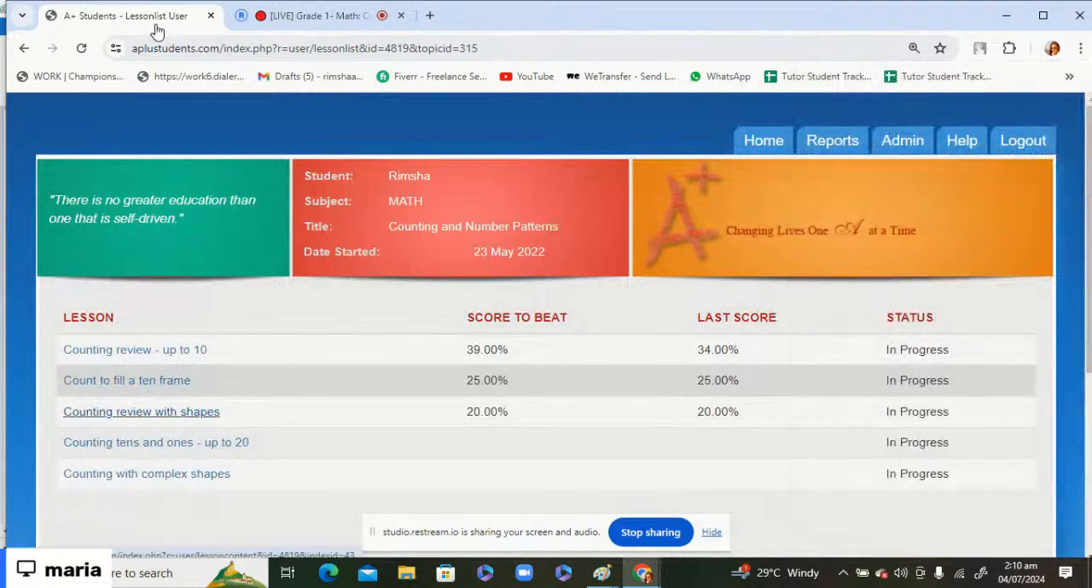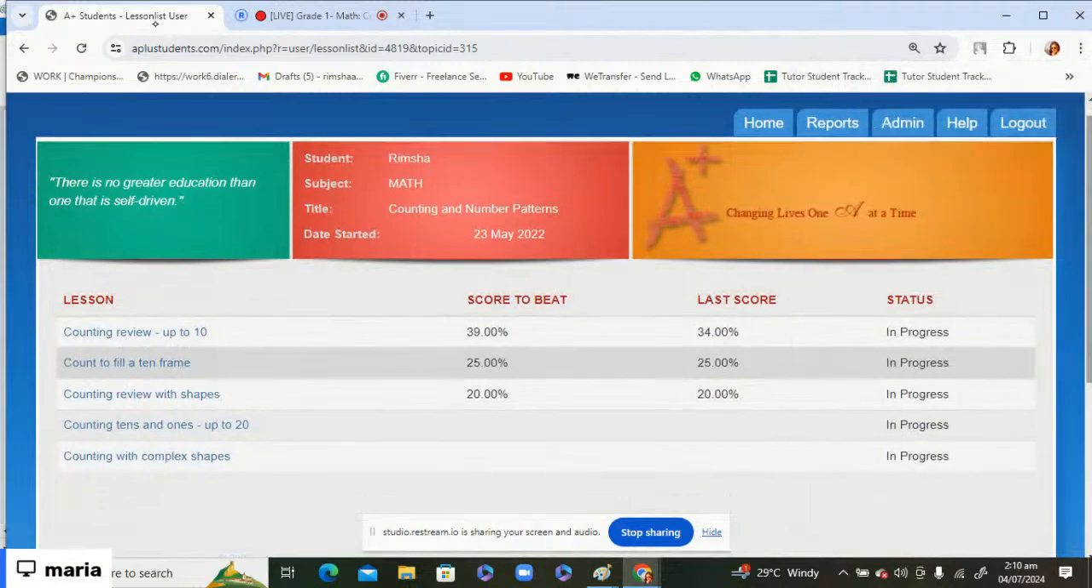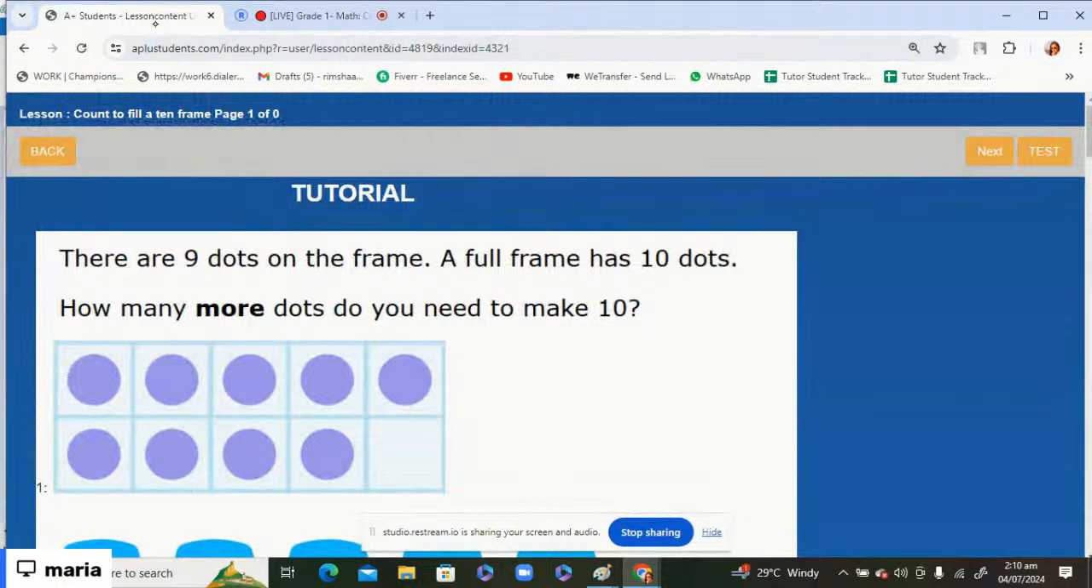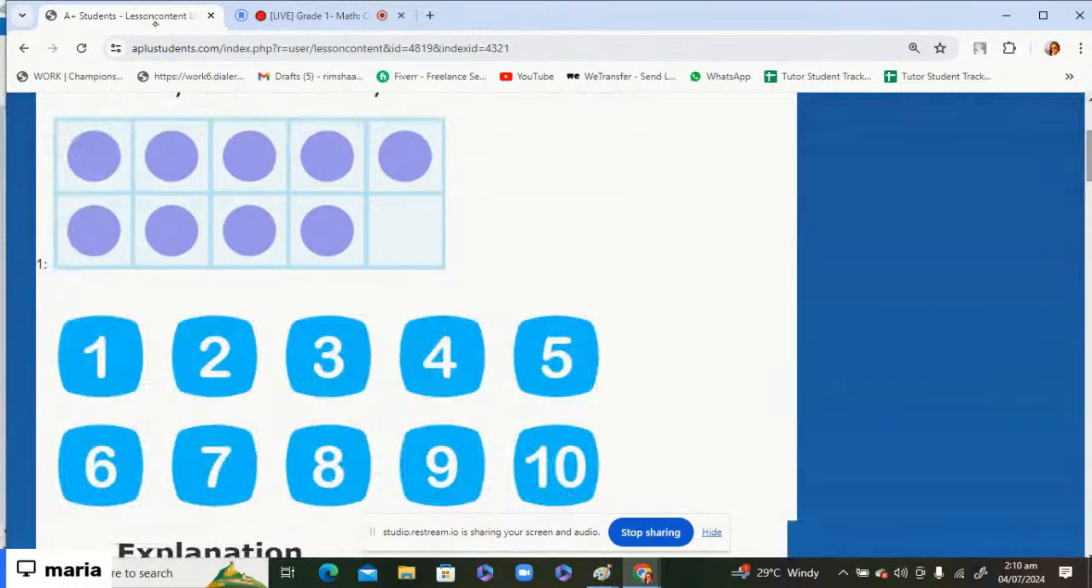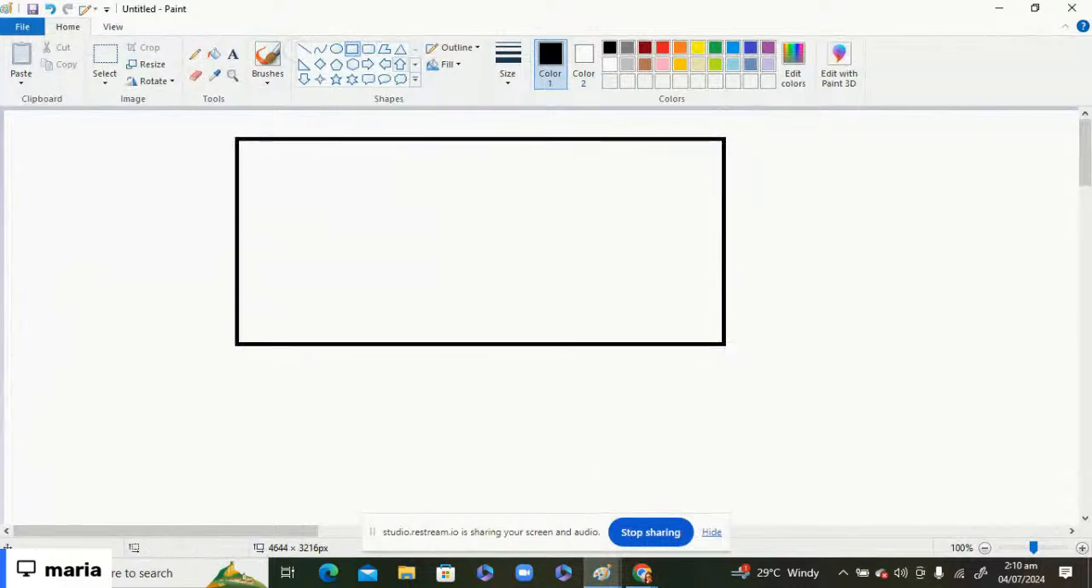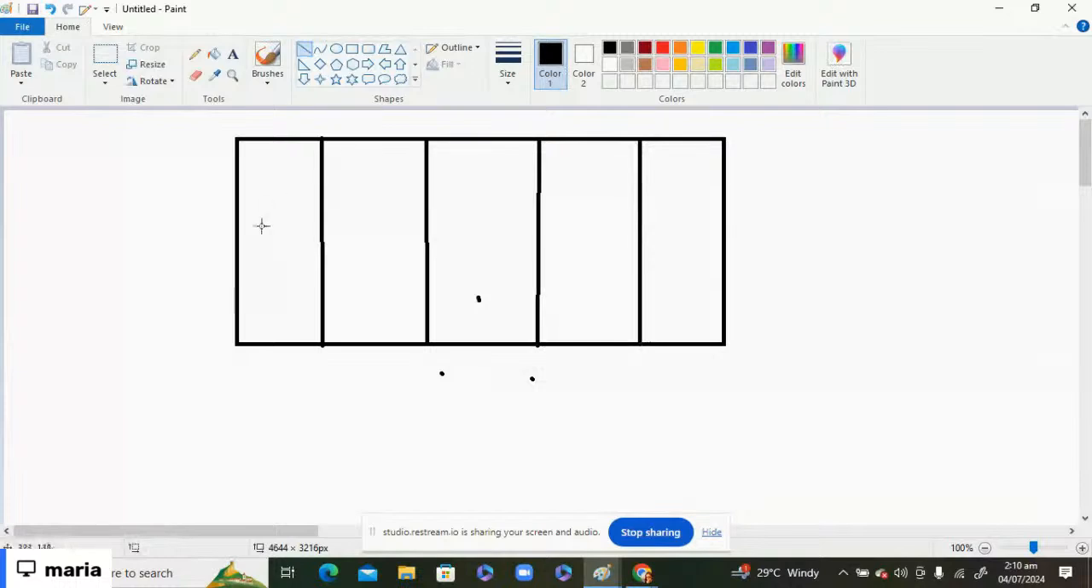So, count to fill our 10 frame. Let's do this one. For example, how can we solve this one? Let's just say there is a frame, and in that frame, we are going to put some dots. All right.